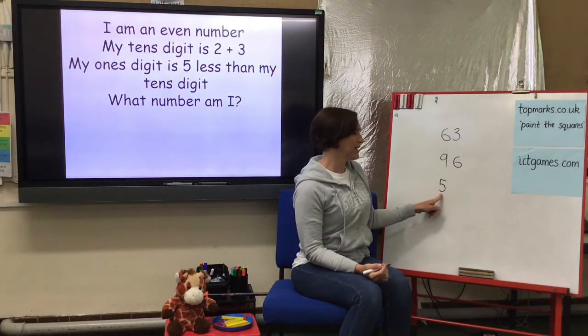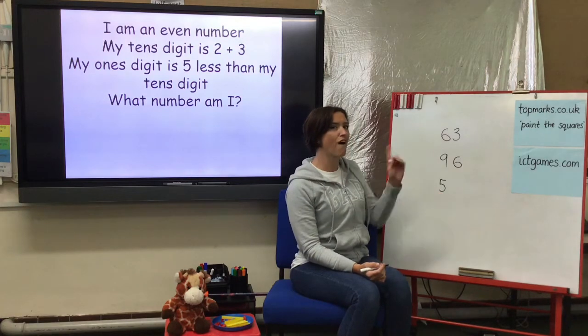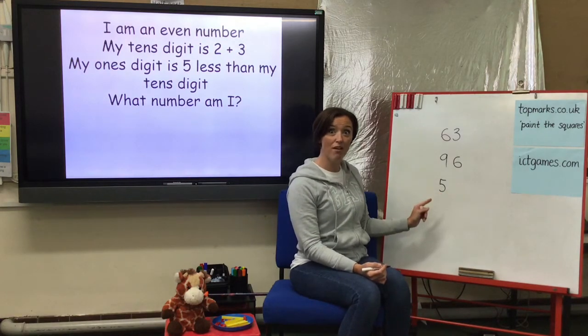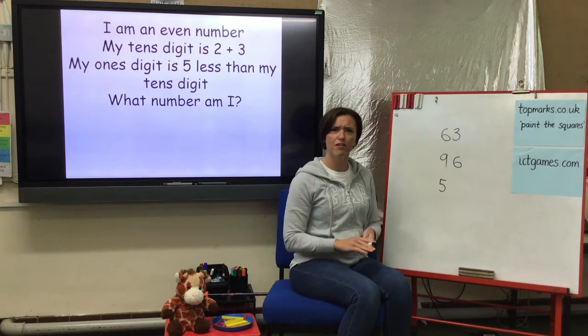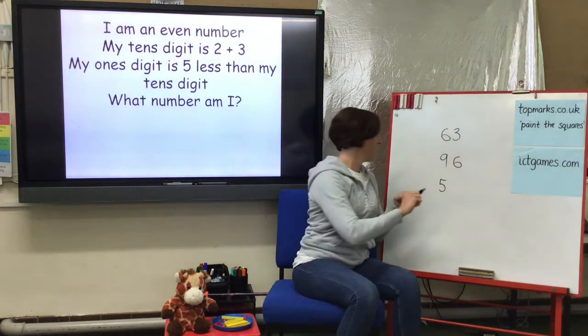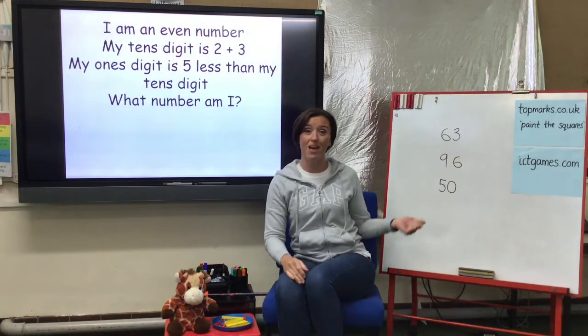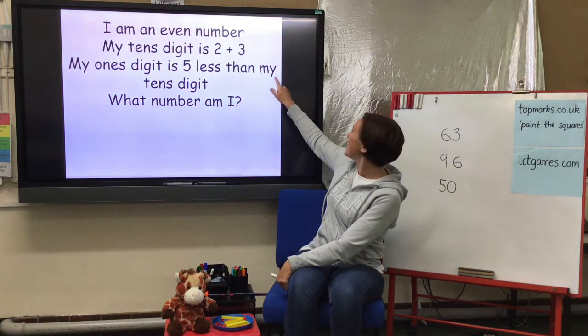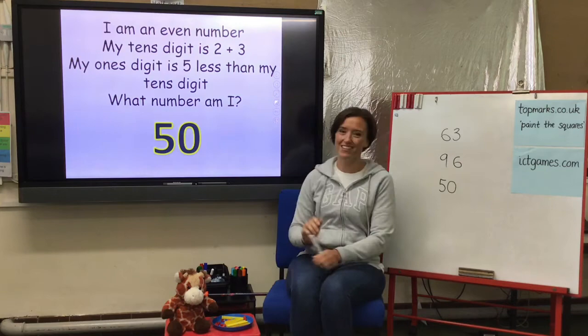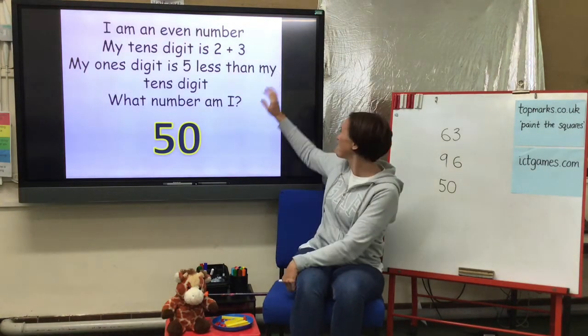So if my tens digit is 5 and I want 5 less, I need to take away 5. What am I left with? 5 take away 5 is 0. My ones digit is 0, which must mean my number is 50. Let's have a check. Yes, of course. Excellent. Well done with those.